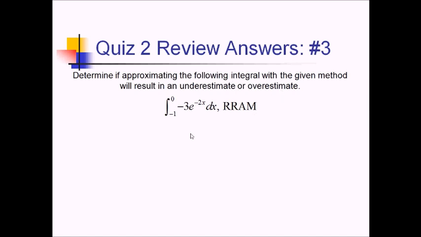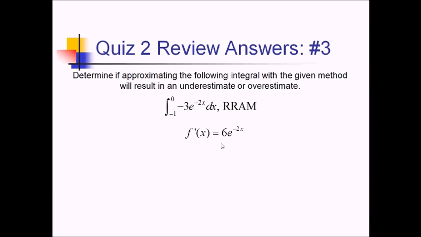So first thing we're going to do is figure out if there's any critical values on the interval that we're dealing with. And we're also going to have to find the first derivative while we're at it anyway. So first derivative of -3e to the -2x, we're going to have -3e to the -2x times -2. So that'll be 6e to the -2x.